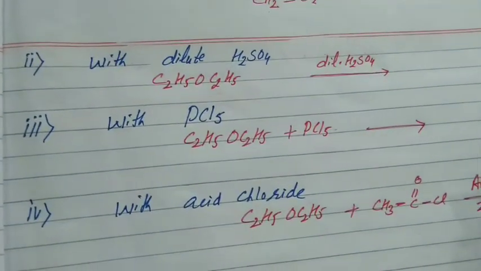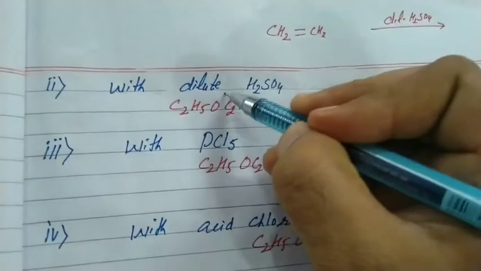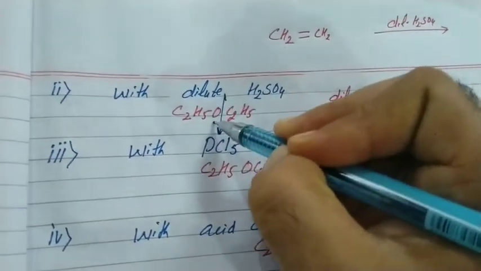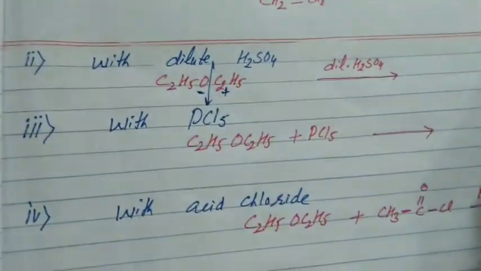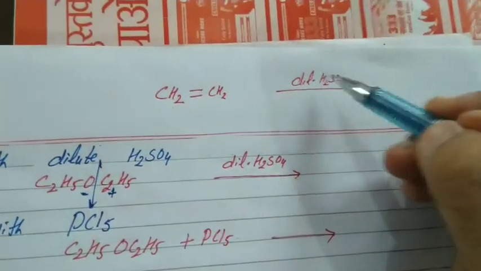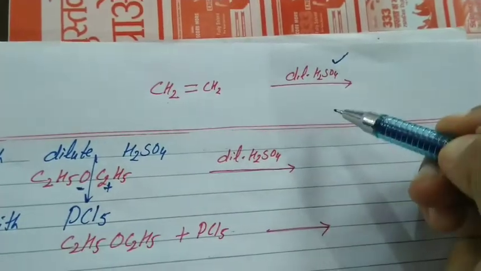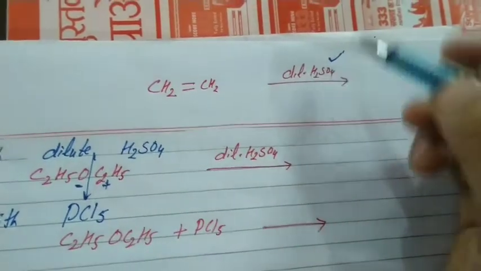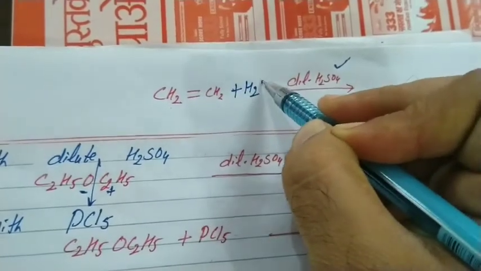We are studying the reactions of ethers in which the breakage of carbon-oxygen bond takes place. Oxygen is electronegative, carrying negative charge. Reaction with dilute H2SO4. Students, at first, please note that concentrated H2SO4 is a dehydration agent and dilute H2SO4 is a hydration agent. Whenever it is mentioned, what will happen, students? Reaction with water. It is dilute H2SO4.